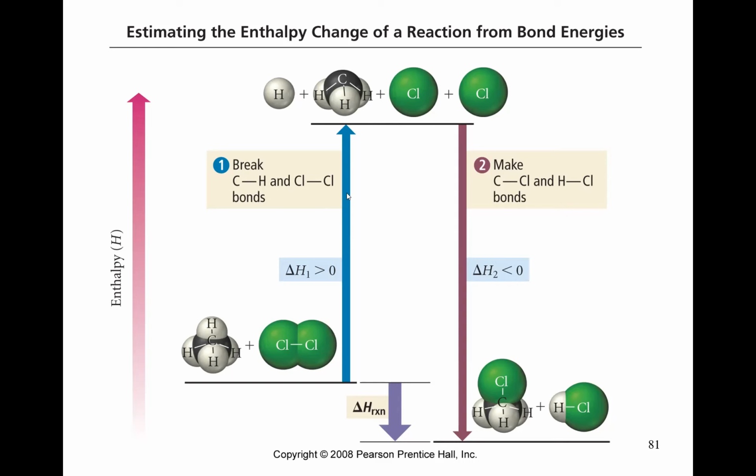That costs some value in energy, whatever it is. And then what do we get back afterwards? We get the energy associated with the new bond. So you get the H-Cl bond and the carbon-chlorine bond. So you add these two together and you get the overall. So whether it's endothermic or exothermic just depends on the difference between the two.